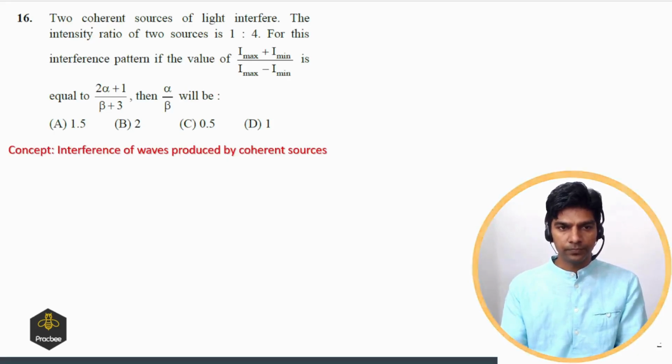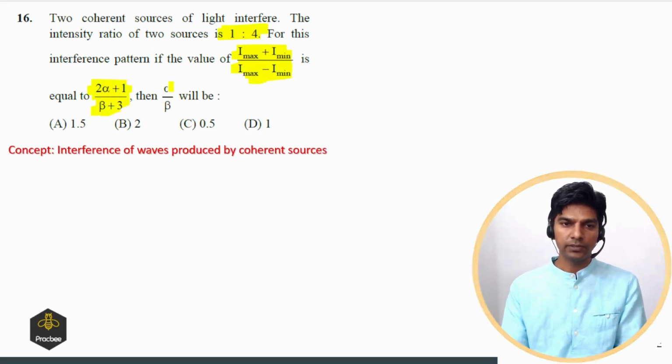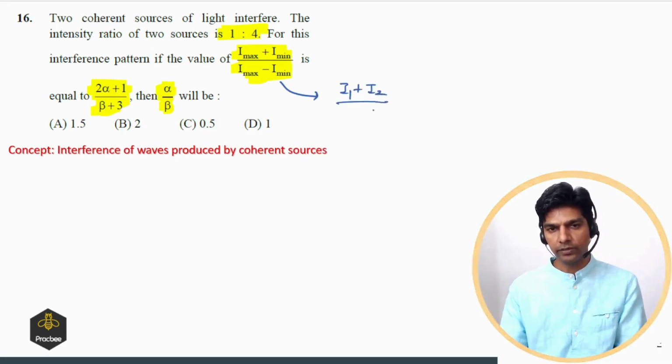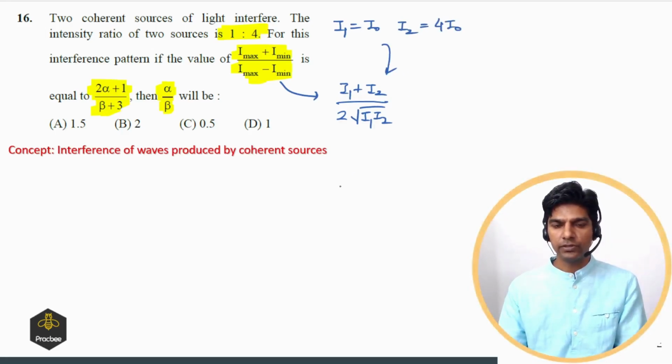Now let us see the next question based on the same problem type. Two coherent sources of light interfere. The intensity ratio of the two sources is 1:4. For this interference pattern, if the value of I max plus I min upon I max minus I min is 2 alpha plus 1 upon beta plus 3, then what is the value of alpha plus beta? So we know the value of this is nothing but I1 plus I2 divided by 2 times root I1 I2, and we can take I1 as I naught and I2 as 4 I naught. Now let us substitute these values in this ratio.